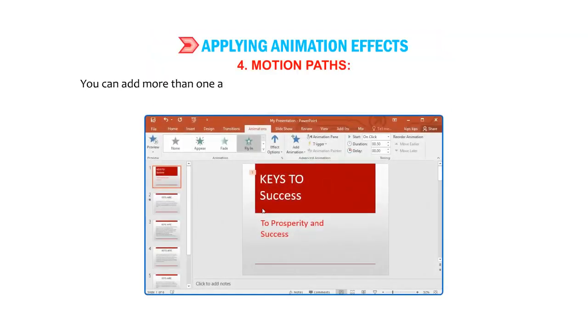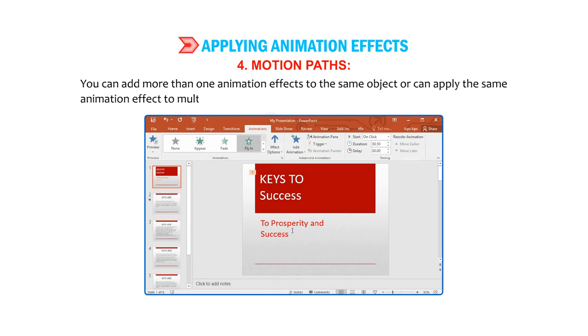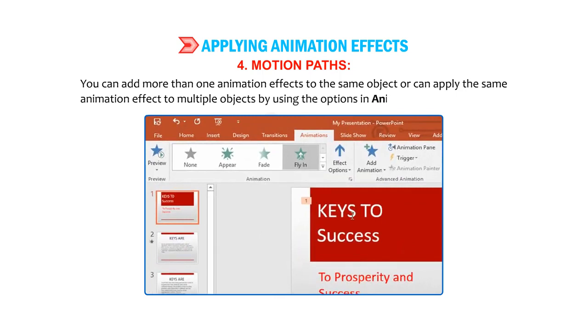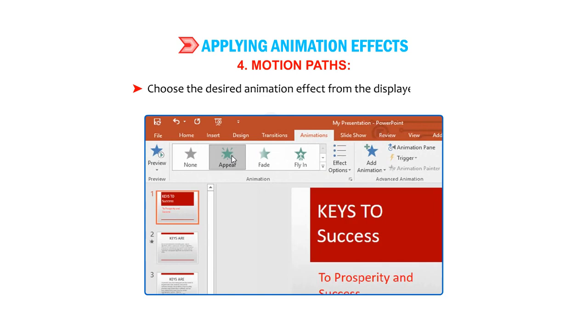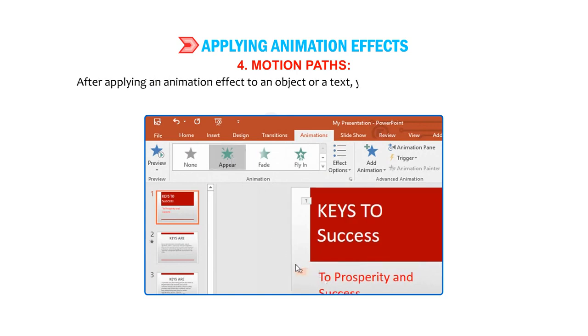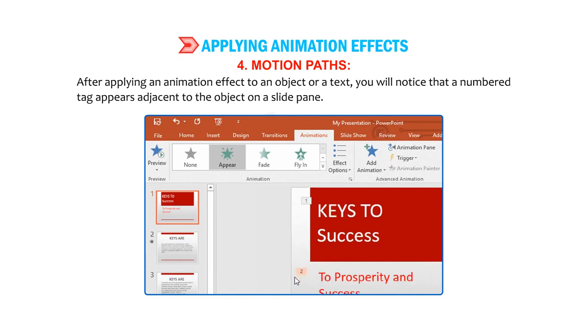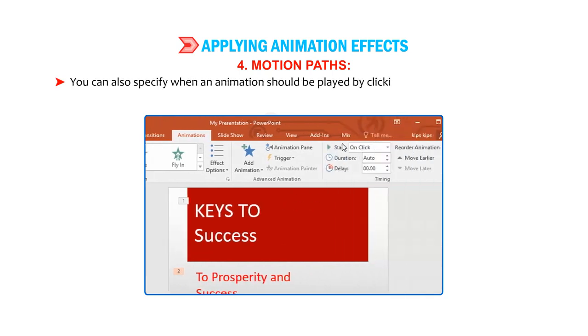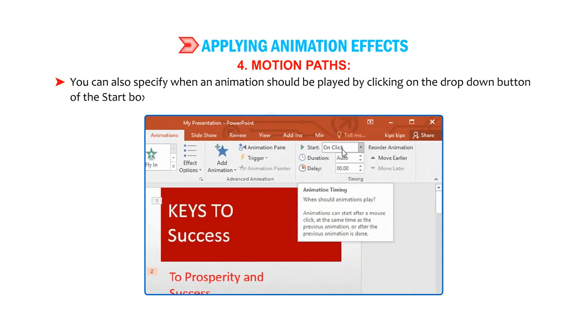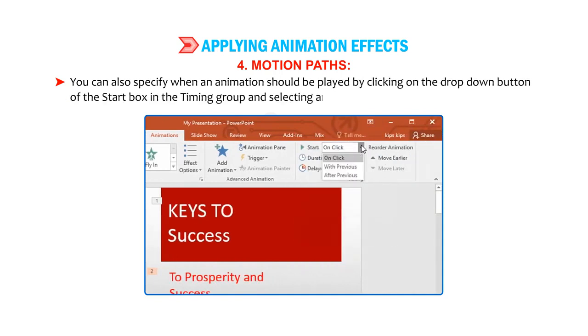You can add more than one animation effect to the same object or apply the same animation effect to multiple objects by using the options in the Animation group. Choose the desired animation effect from the displayed menu. After applying an animation effect to an object or a text, you will notice that a number tag appears adjacent to the object on the slide pane. You can also specify when an animation should be played by clicking on the drop-down button of the Start box in the Timing group and selecting any one of the displayed options.